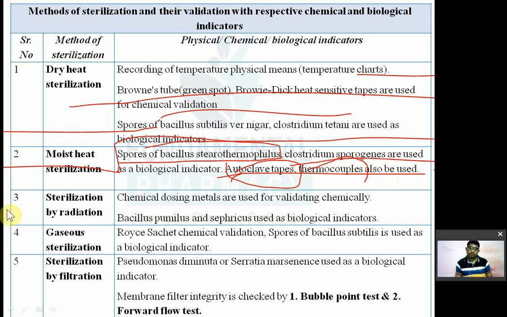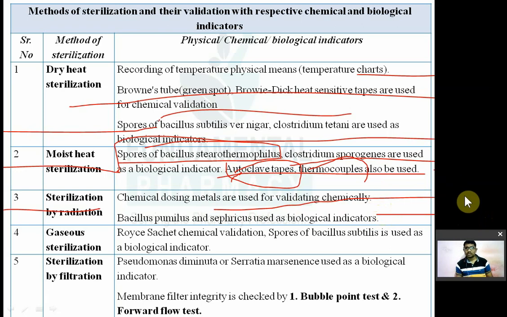Now third, sterilization by radiation. For chemical validation of sterilization by radiation, chemical dosimeters are used. For validation of radiation sterilization by biological indicator, spores of Bacillus pumilus and Bacillus cereus are used as biological indicators.